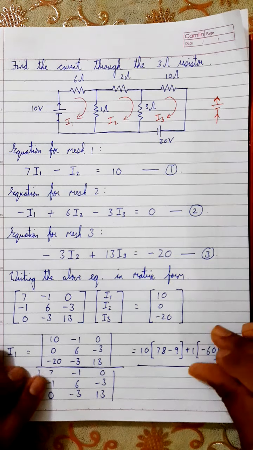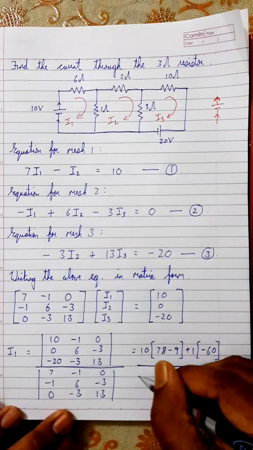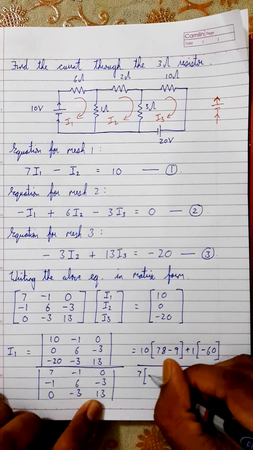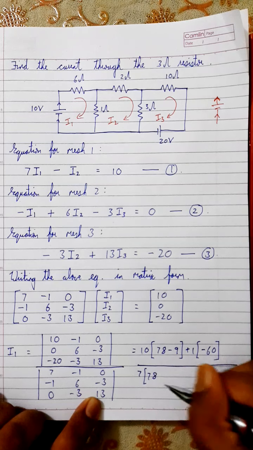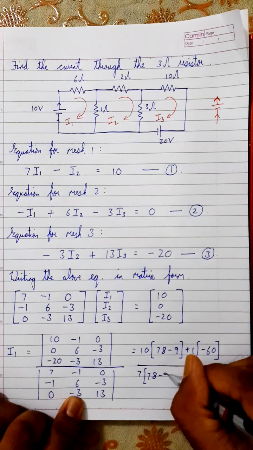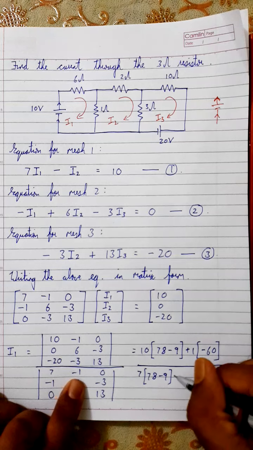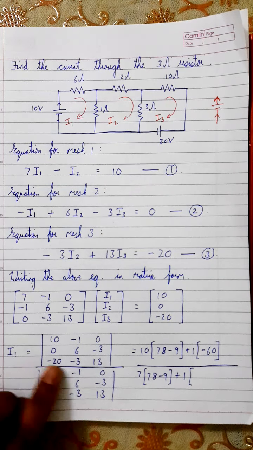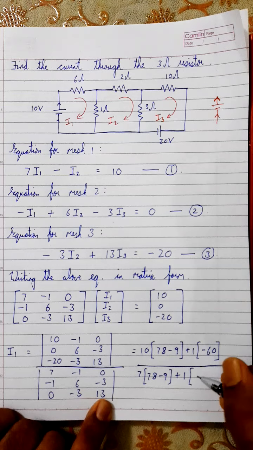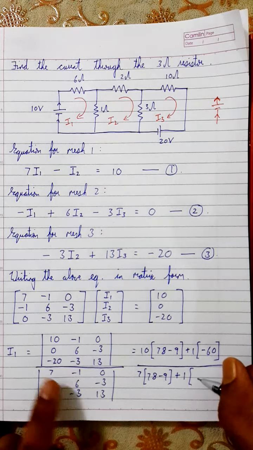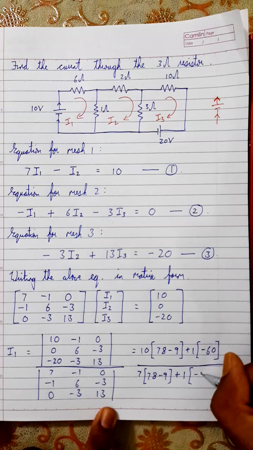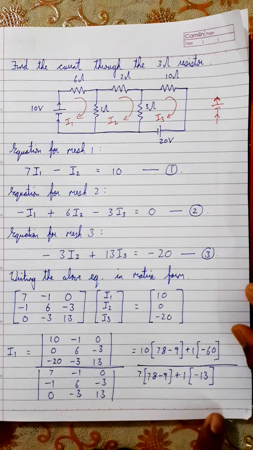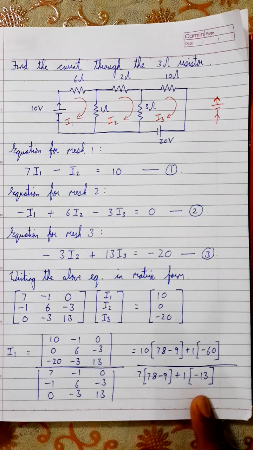And for your denominator, it will become 7 into, and here you have 6 into 13, 78. This is minus 9, okay, plus 1 into, minus of minus is plus 1 into, and here you have minus 13. So this is the value you'll get.